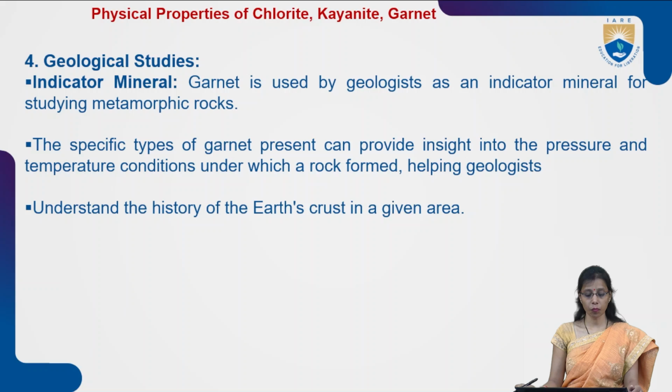Geological studies. Indicator mineral. Garnet is used by geologists as an indicator mineral for studying metamorphic rocks. The specific type of garnet present can provide insight into the pressure and temperature conditions under which a rock formed, helping geologists to understand the history of the earth's crust in a given area.